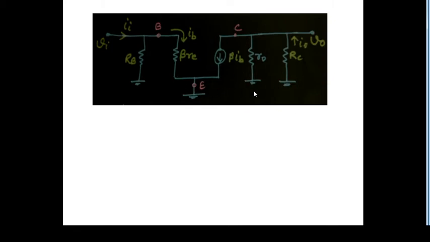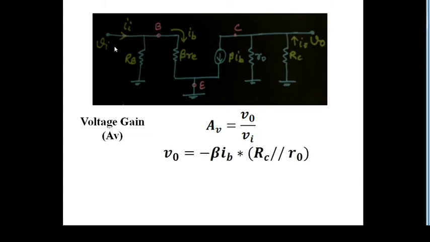Next, again I am making the same diagram. Input impedance, output impedance. Now next we have to go for the voltage gain, AV. Voltage gain is output voltage by input voltage, so write down voltage gain V naught by Vi. This V naught is nothing but simply beta times of IB into R naught parallel with RC.